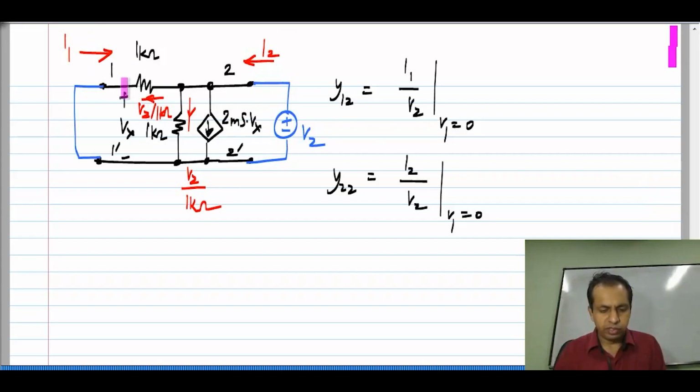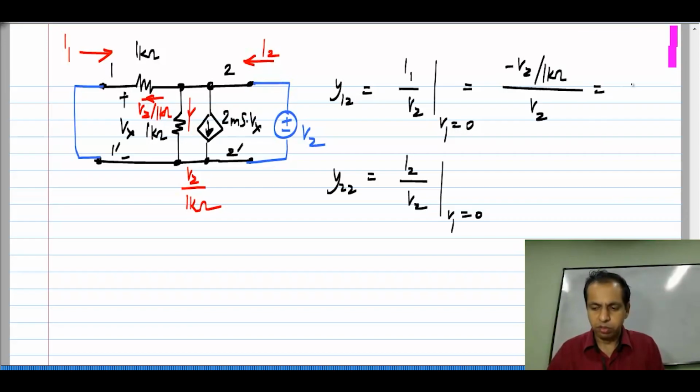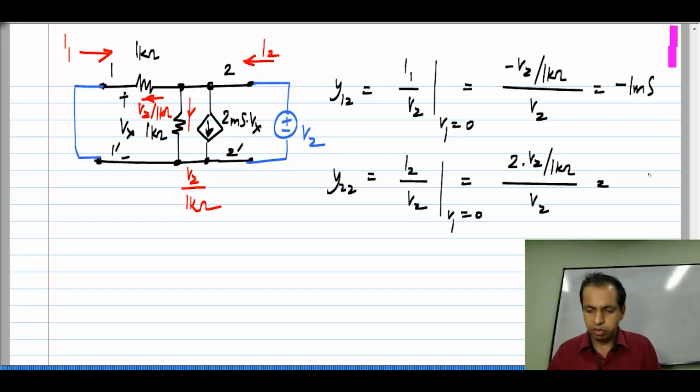So, if I measure I1, it is the same as the current in this resistor and it is in opposite direction to this V2 by 1 kilo ohm. So, we have minus V2 by 1 kilo ohm divided by V2, which gives me minus 1 millisiemen. Okay. And I2, which is the sum of these two currents. Okay. In fact, looking from this port, if you look at the conductance seen at port 2, you see that this 1 kilo ohm and 1 kilo ohm are in parallel. So, sum of these two currents V2 by 1 kilo ohm plus V2 by 1 kilo ohm. So, that gives me 2 times V2 by 1 kilo ohm divided by V2, which is 2 millisiemens.